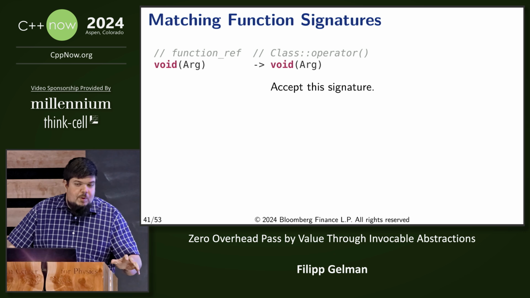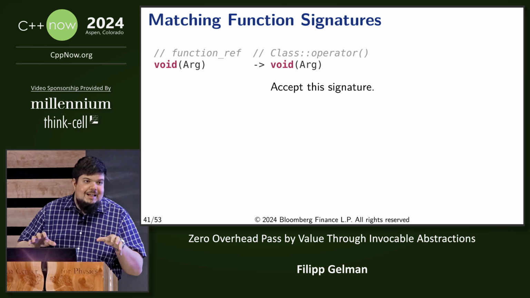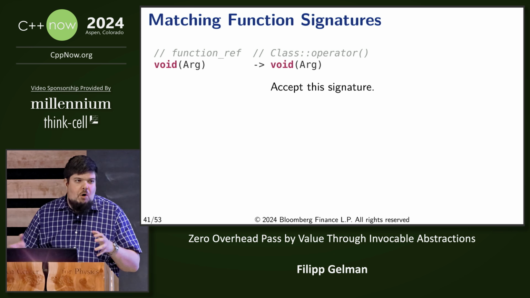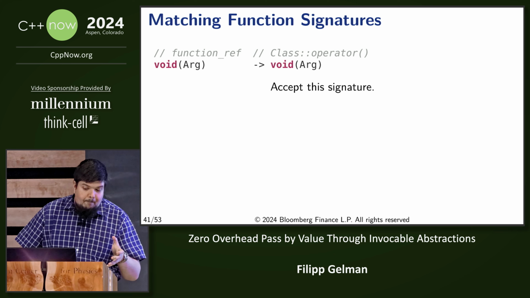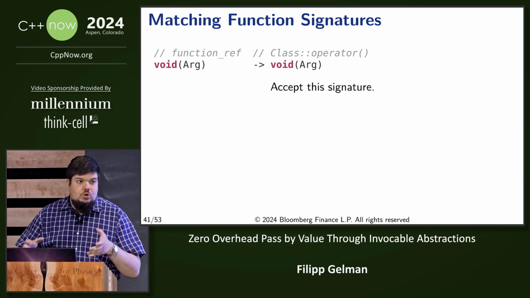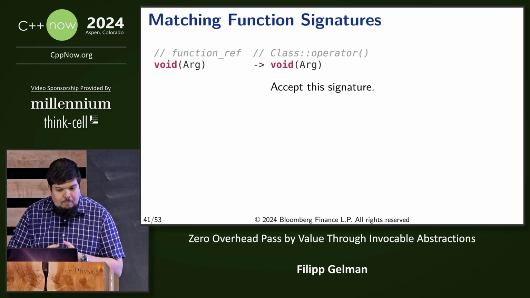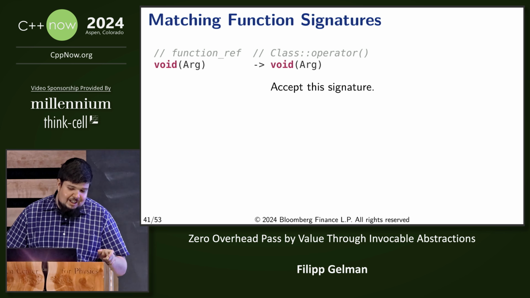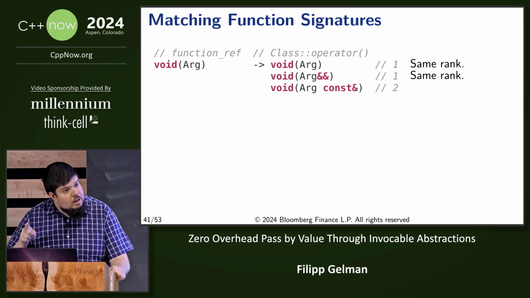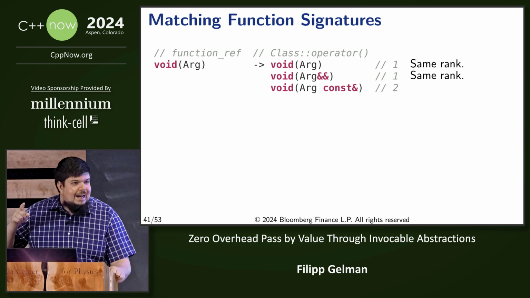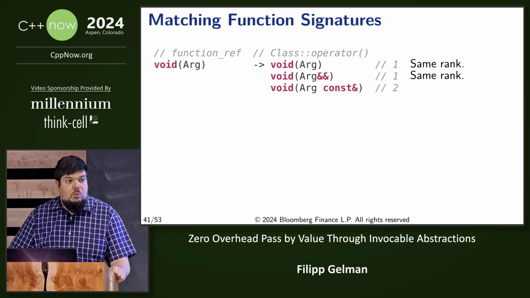Well, we're going to do some tricks, but first let's define what we want. We want to write a little table that encodes the overload resolution rules of the language. So given a value and a class whose call operator takes that value, that's a perfect match, that's what we want. But if it's not a value exactly, if it's a const ref or rvalue ref, that's okay too. And if it's both of them, then we pick a better match. So that's what we want.